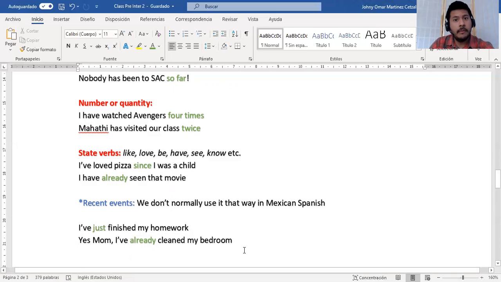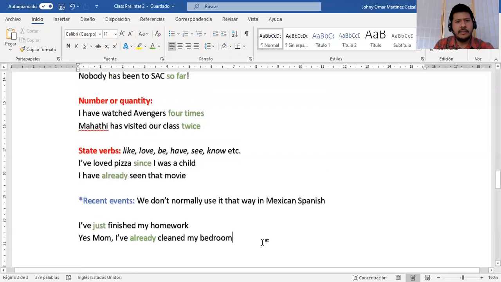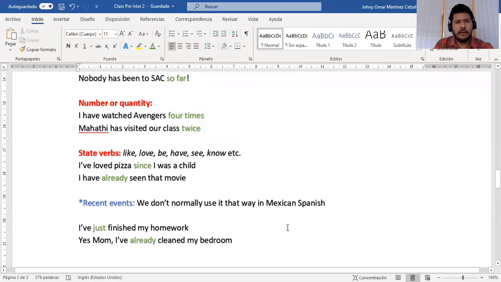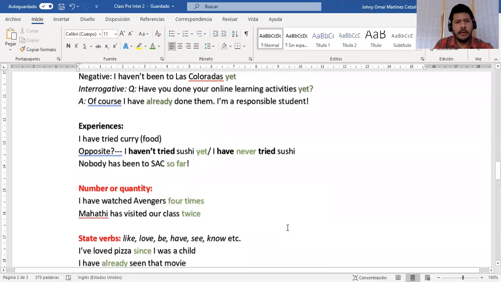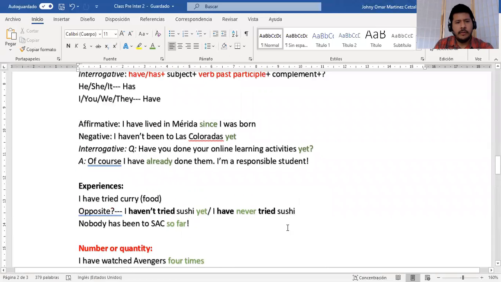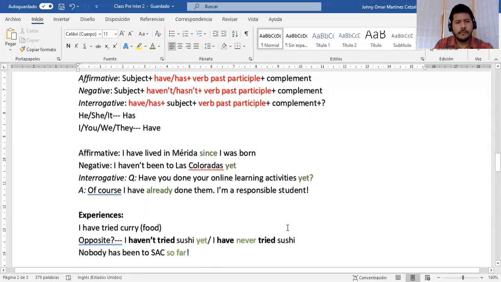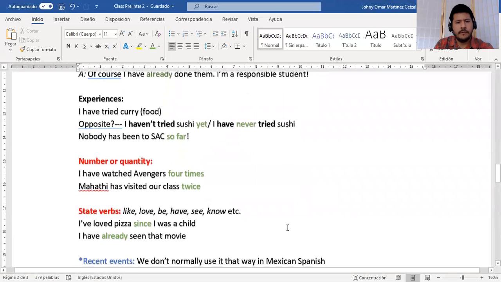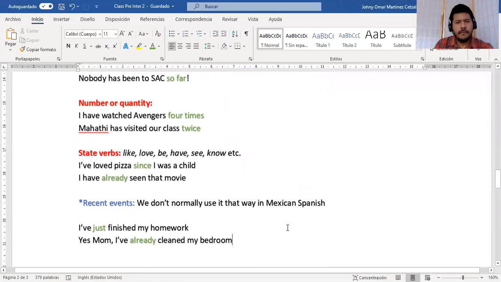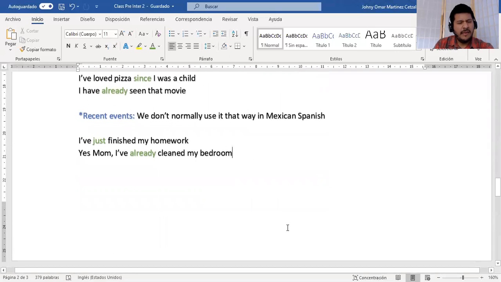"Yes, mom, I've already cleaned my bedroom." "Sí, mamá, ya limpié mi cuarto, ya limpié mi habitación." So in that case, we are saying I have already cleaned. It's not that we normally say "ya he limpiado mi cuarto, madre." It's not really common to say it like that, no? One more thing that we could add to this is years of experiences so far: since I was born, I have been to Colorado, I have tried sushi 4 times already. I think that's it.